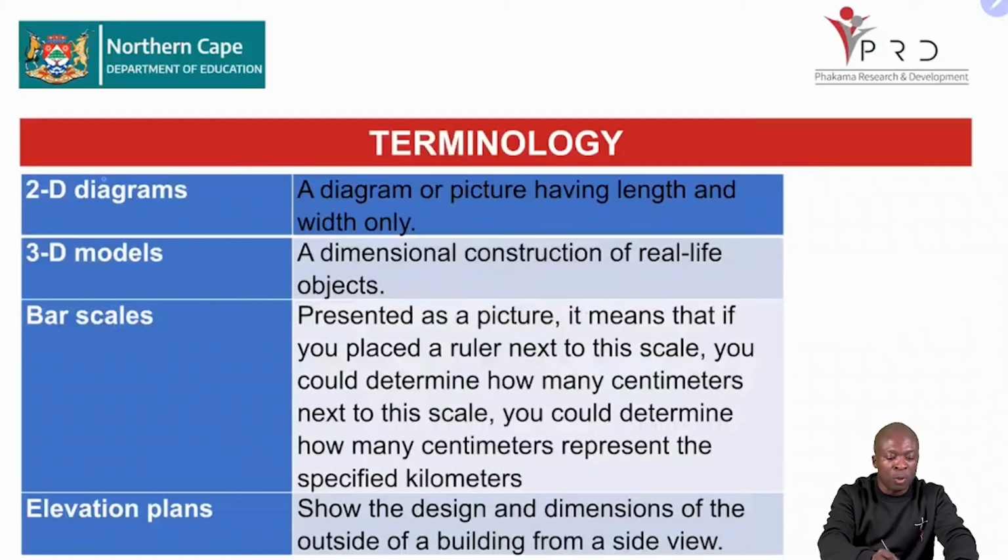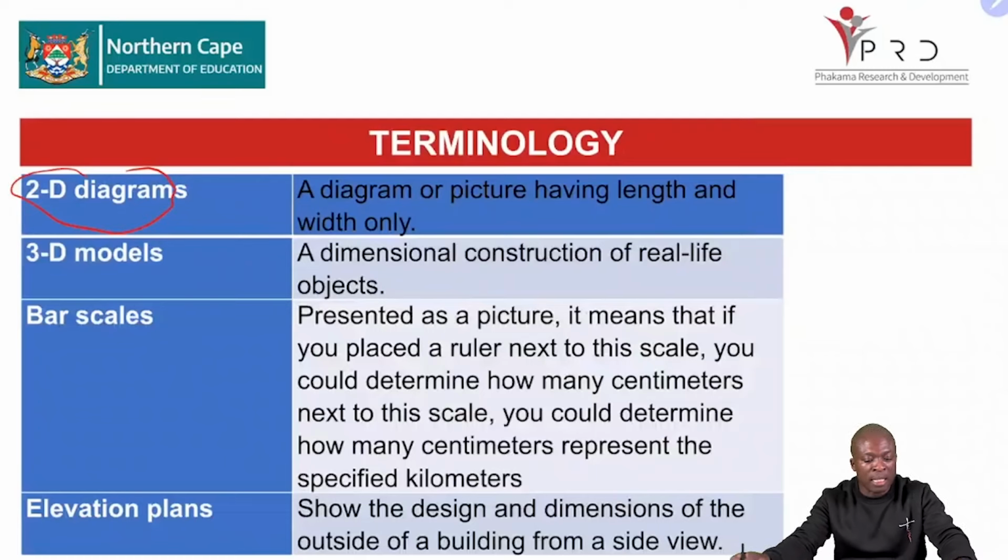So let's look at the first one. We have your 2D diagram. What is it? It's a diagram or picture having length and width only. Basically, it has got only 2 parts. Then we have our 3D. So what would be the difference between a 2D and a 3D? Clearly, you can see that the 3D is made up of real life. If we want to talk about that in terms of an object, it means it has the length, the width, and the height.